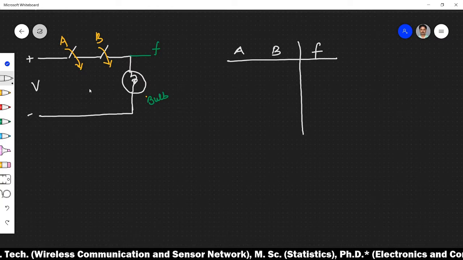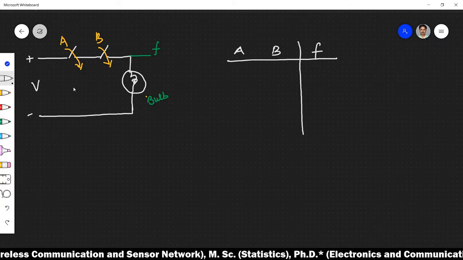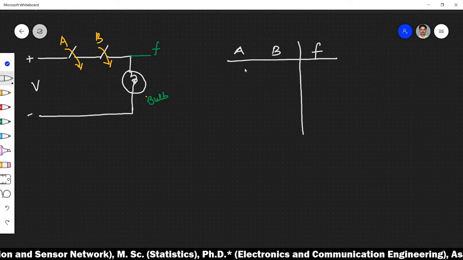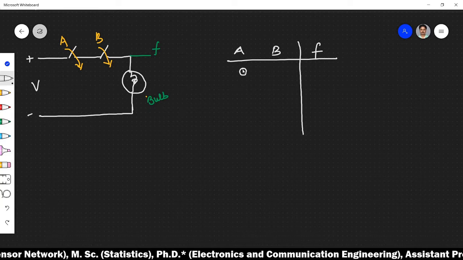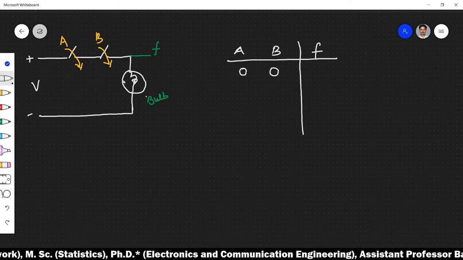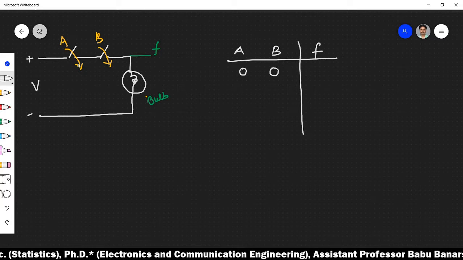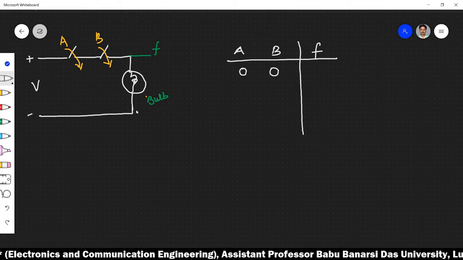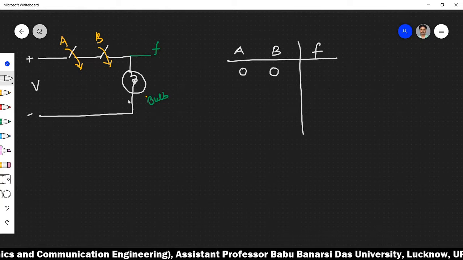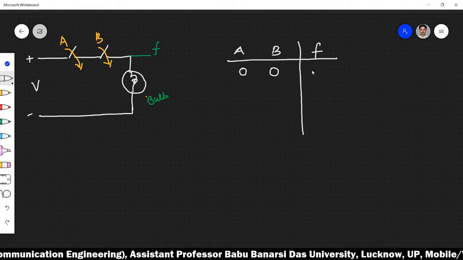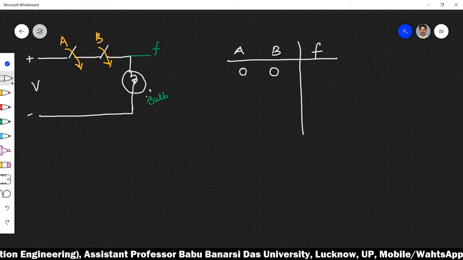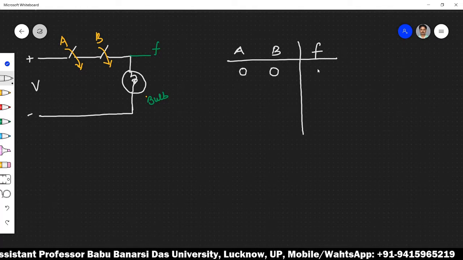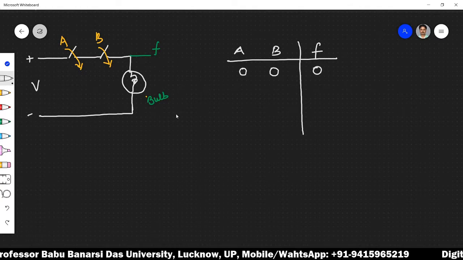Okay. So let us first make both the switches open. So both the switches are open means A is equal to 0, B is equal to 0, and of course when both the switches are open, there will be no path to directly connect this voltage across this terminal so that the current will flow and bulb will glow. So in this case there is no current in this bulb and the bulb will not glow, and when the bulb does not glow we can write the function f is equal to 0.